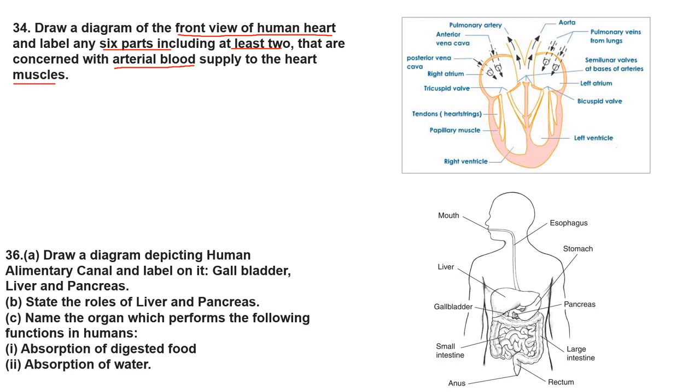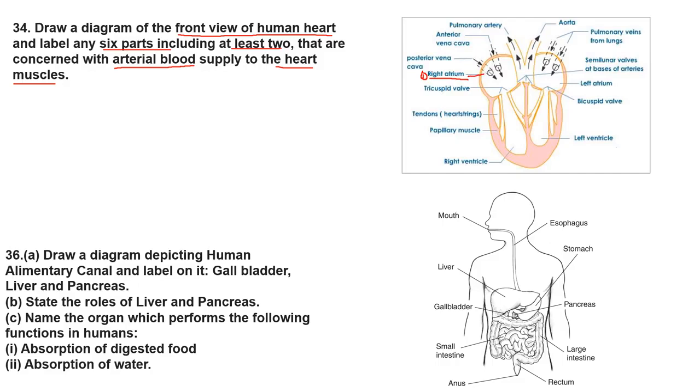Okay, then here we have to go with the answer. Arterial blood supply to the heart muscles. These are coronary arteries. The arteries which supply blood to the heart muscles are known as coronary arteries, right? So this is the front view of the heart. Let's start with the upper part of the heart. This is the right atrium. This is the first thing that you have to mark, right atrium.